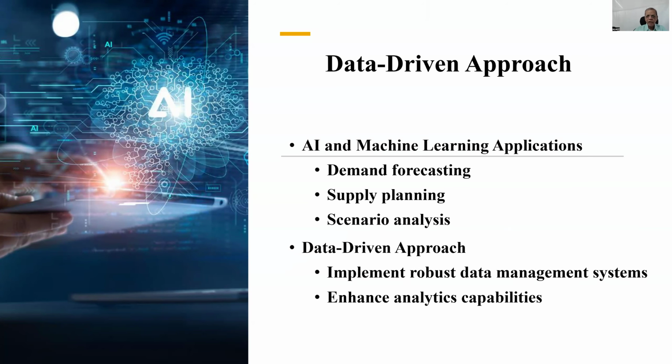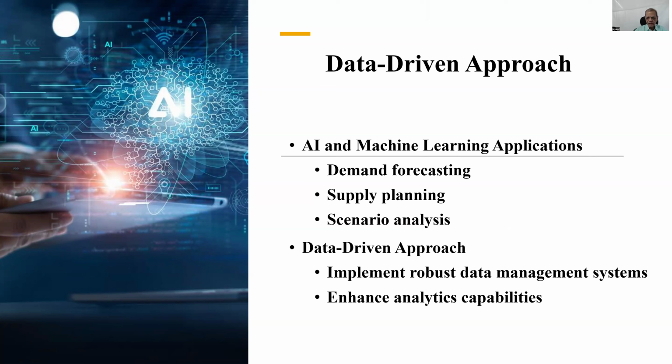Then we have to have a data-driven approach. We need artificial intelligence and machine learning. They go on compiling the data from demand forecasting, supply planning, various scenarios, and more. And that data should be robust, accurate, correct, and updated on a real-time basis. That can really help you to drive the correct decision.